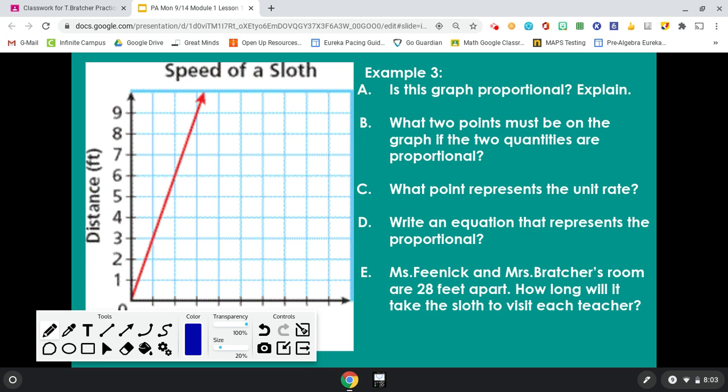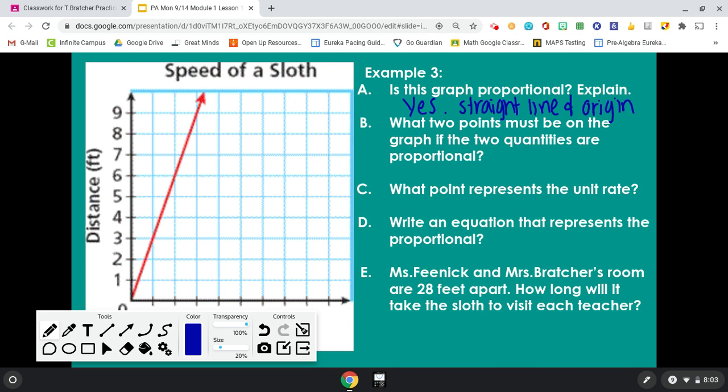So it says, is this graph proportional? So hopefully, just by visually looking at the graph, you know yes, because it's a straight line. And it also goes through the origin. Remember, those are two important things of a proportional graph. The second one says, what 2 points must be on the graph if the two quantities are proportional?